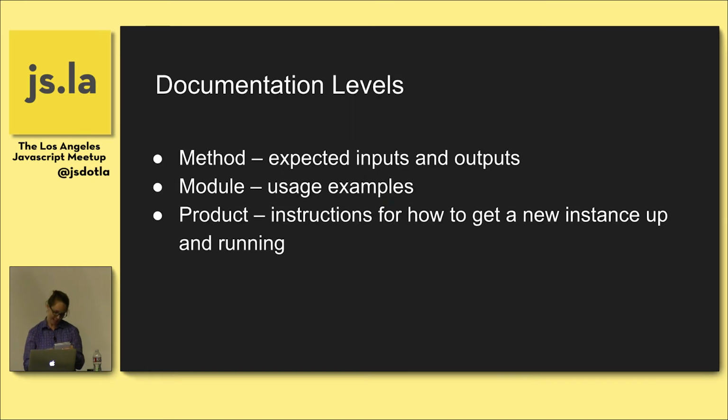So there's 3 levels of documentation I wanted to quickly cover. On the method level, you should write down the expected inputs and outputs. On the module level, you should include usage examples. And on the product level, for the project level, you want to include environment details, just like what you would want in a bug report. Also, instructions for how to get a new instance up and running.